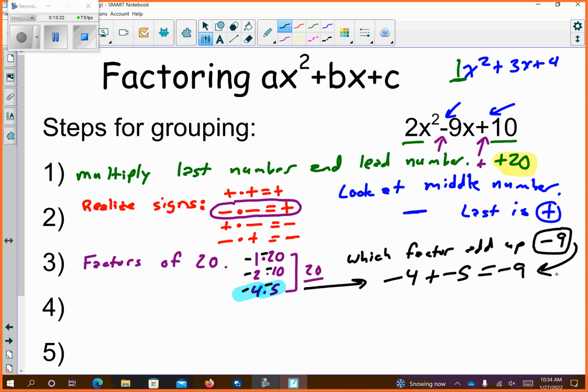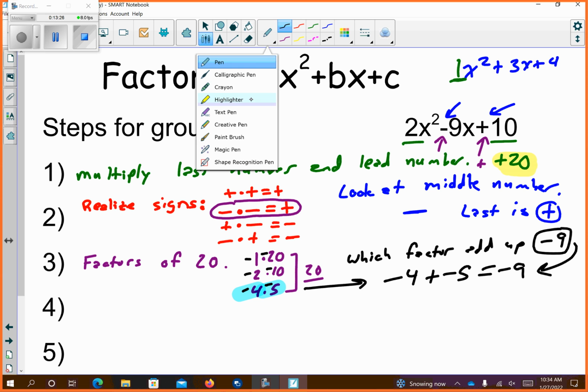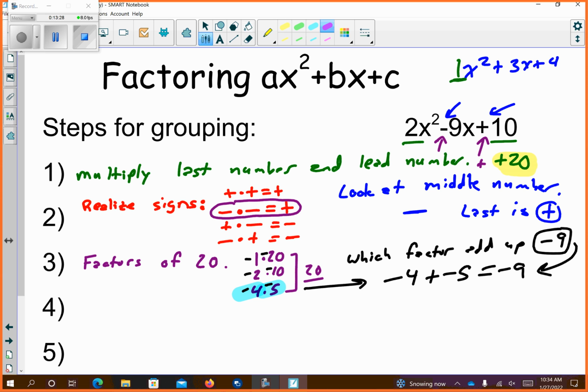Where did we get the 9? This is our middle number. Okay? So what is this? It's this.